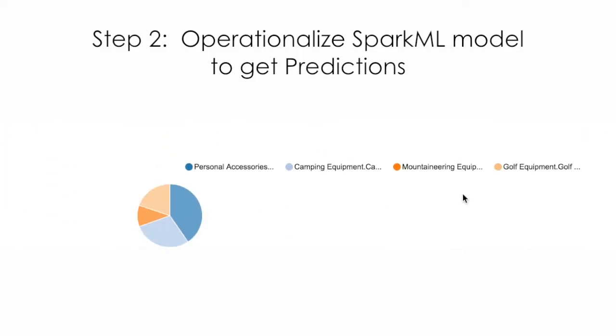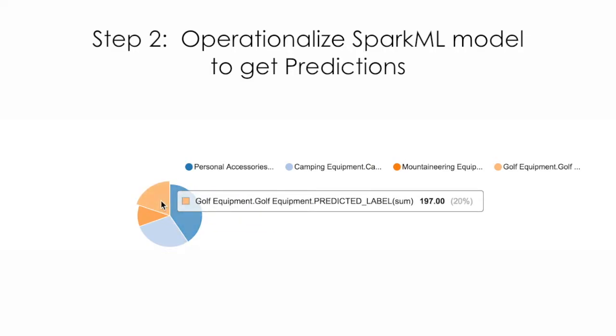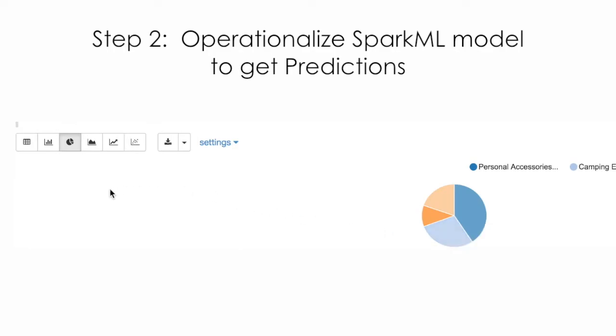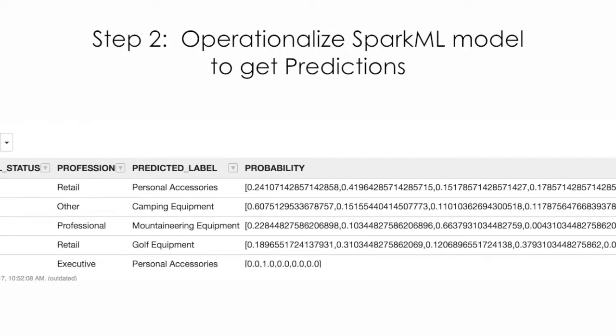Let's look at the results. So out of our customer size of 1,000, we get 406 interested in personal accessories and the rest in other categories. Let's convert the view into table format, and we can see that each customer identified by an ID has been assigned a probability for all 4 product categories. The one with the highest probability is the label predicted for that customer.